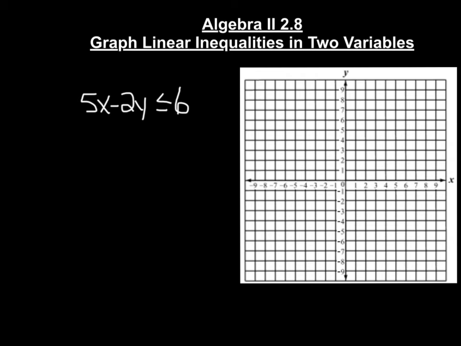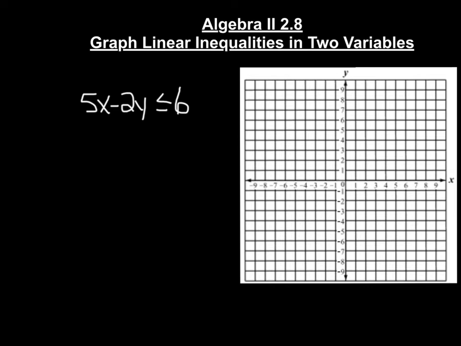Today in Algebra 2, Chapter 2, Section 8, we are going to look at graphing linear inequalities in two variables. Linear means line, inequalities means they're not going to be equal, and two variables means we will have an x and a y. Okay, so let's break this down a little bit. If we have 5x minus 2y is less than or equal to 6, let's put that in y equals mx plus b so that we can easily graph it.